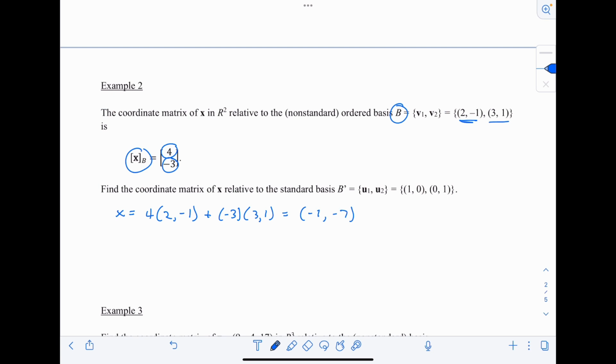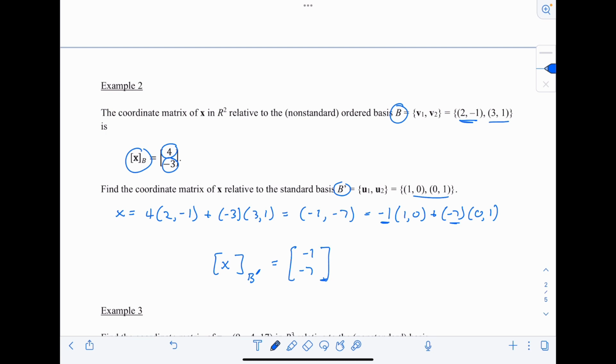That is now what we're going to use to find the coordinate matrix relative to the standard basis B prime, which is (1, 0), (0, 1). Just like we did before, (-1, -7) would be -1 times (1, 0), plus -7 times (0, 1). Therefore, because the scalars are -1 and -7, the coordinate matrix of x relative not to B, but to B prime, is -1, -7.